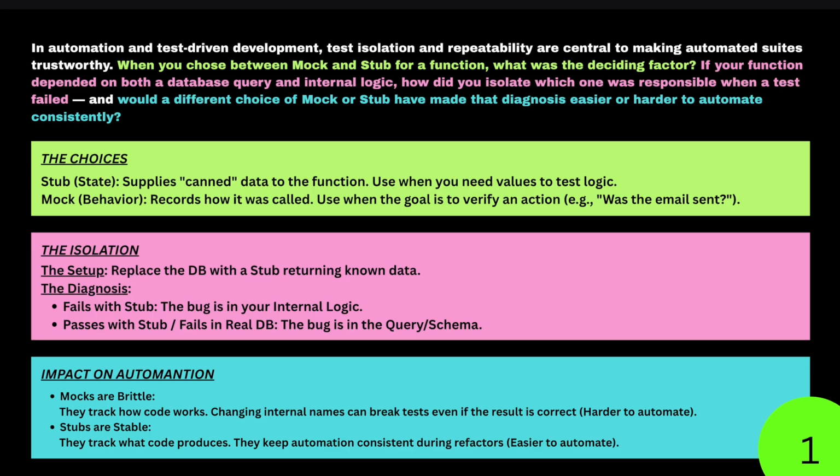Here's the thing. Mocks are brittle. They track how code works, right? Changing internal names can break tests even if the result is correct, so it is harder to automate. While stubs are stable. They track what code produced and they keep automation consistent during refactor. This made it easier to automate.